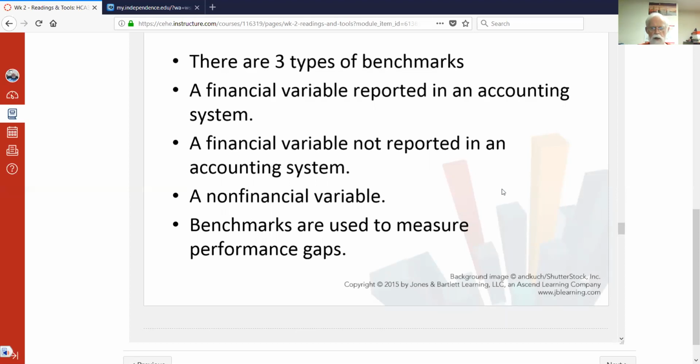In this particular case, as a benchmark, we view having the rehab unit 80% full.